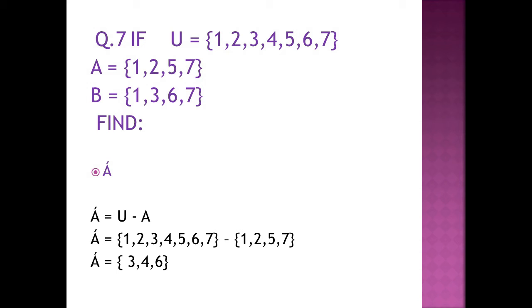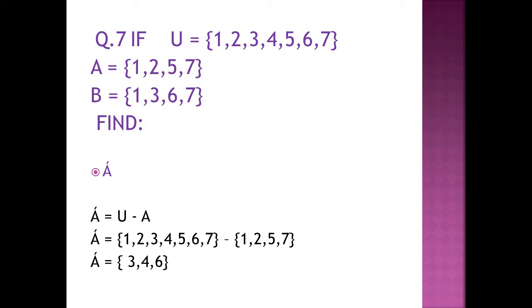When we take the complement of anything, we subtract it from U. U is the universal set. A complement is equal to U minus A. A complement is equal to U, which is {1, 2, 3, 4, 5, 6, 7}. We will write the set of U minus {1, 2, 5, 7}. This is the set of A. We will subtract these two sets.